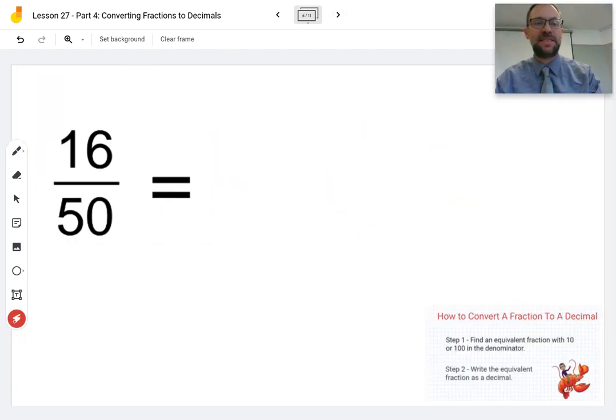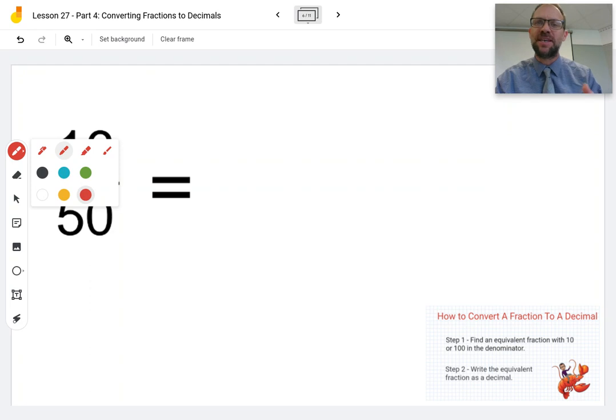Here we have 16/50. Wait a second, 50ths. I can't turn that into 10. Nope. Now we have to think of another base 10 number. What base 10 number like 10, 100, or 1,000 can we turn 50 into? I hope you said 100, because that is the most efficient way to do it. We could use 1,000, but that's inefficient because that multiplies by a much bigger number than we'd have to multiply by to get to 100.